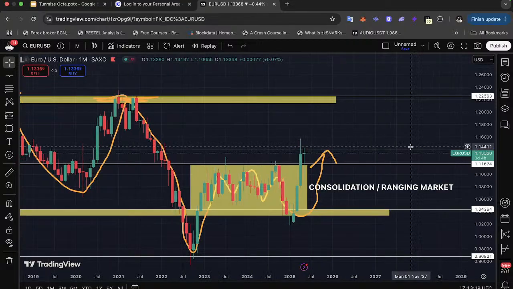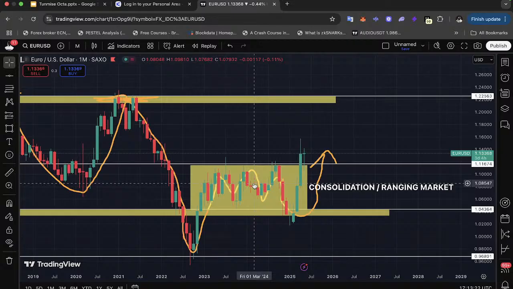So this is what we call the consolidating market. Now why is this significant? Because after consolidating for 2 years, 2022 to 2025, it then broke out of this level. It broke out of the range, the ranging market. And we can see the buy momentum.